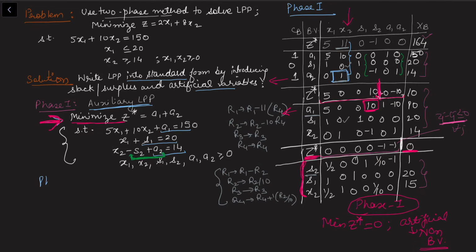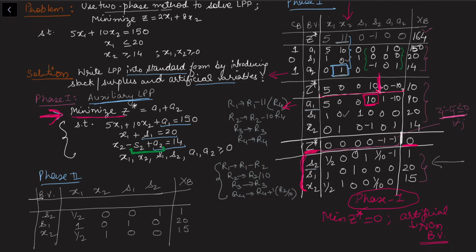Now I move from phase 1 to phase 2, and in phase 2 I'll use the last table of phase 1. For that, let me write down the table, and in this table we now need to write the original objective function. As you can see, we now work with the original objective function, which is this: minimization of Z equal to 2x1 plus 8x2, and here the slack and surplus variables have a cost of 0.